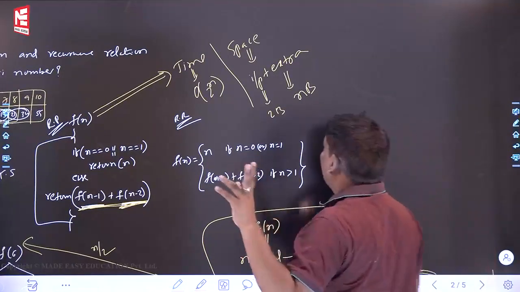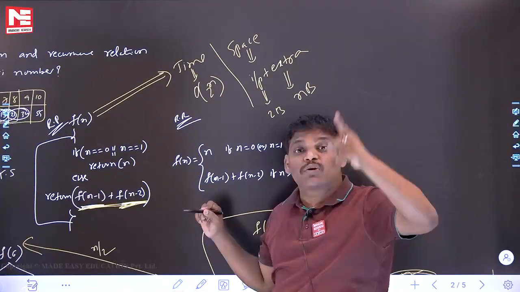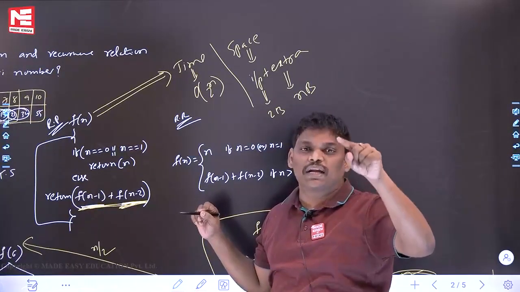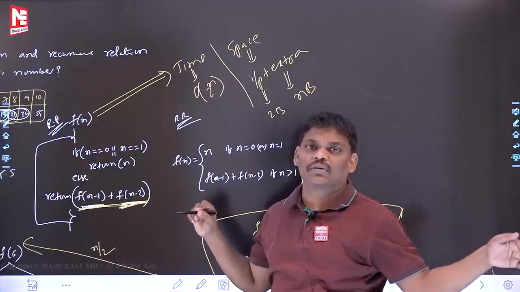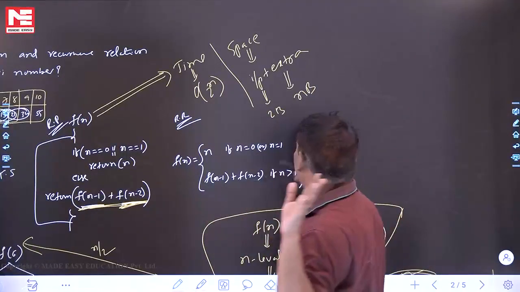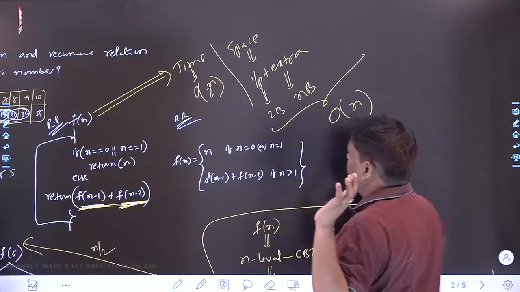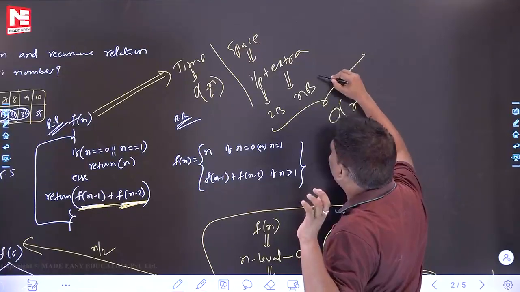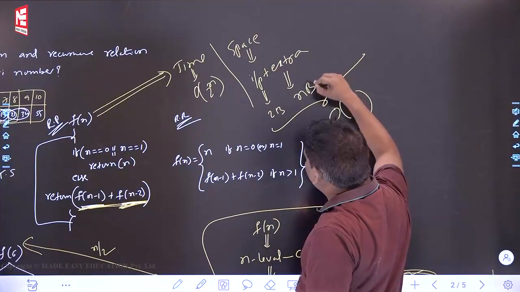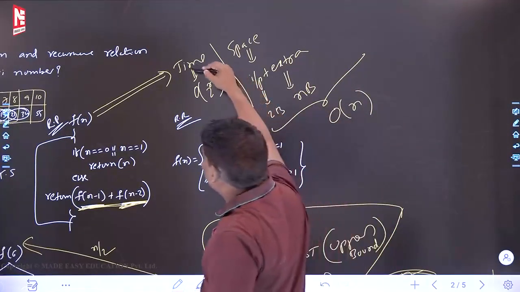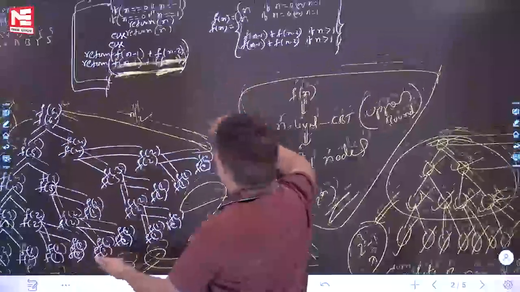See, 2 power n function calls are there, but stack space required is n only. Recursive program stack space is based on the number of levels, not the number of function calls. So n bytes, overall, big O of n. Some people are asking, sir, how n bytes? Recursive program stack space is based on the number of levels in the recursive tree, but time complexity is based on the number of function calls. The number of function calls is huge. See, a big tree came, 2 power n.